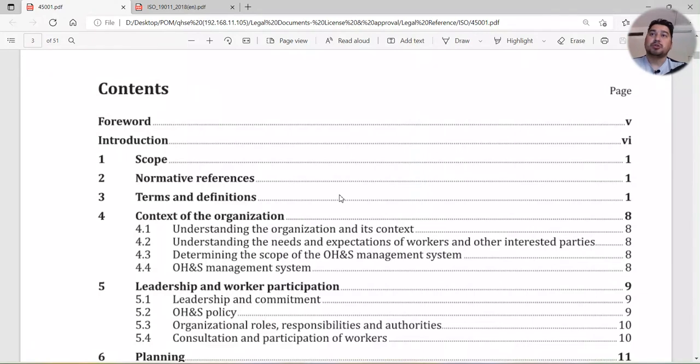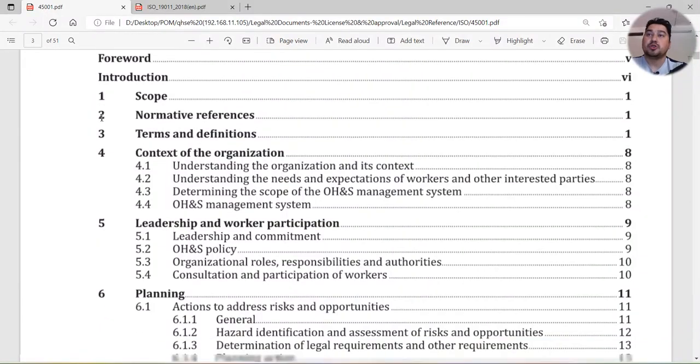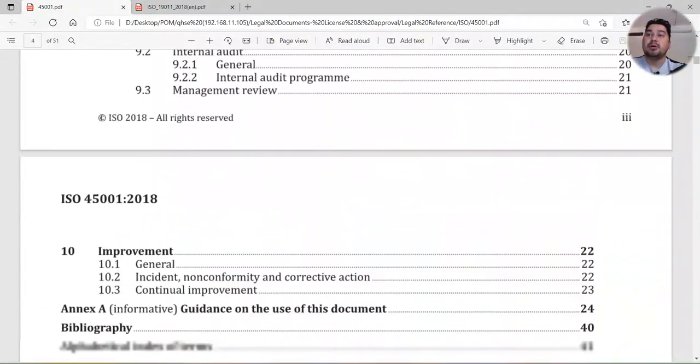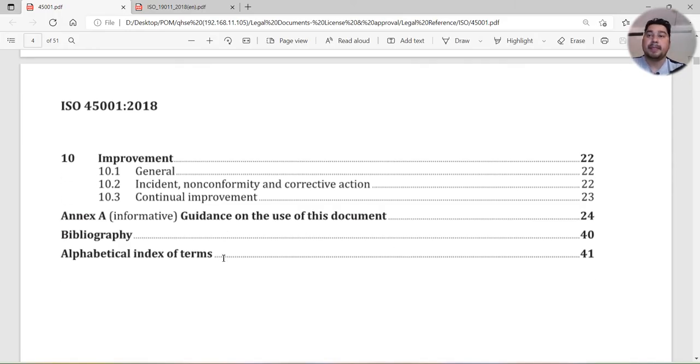Okay, so let's go to the contents. What contents are there in this training? Foreword, introduction, scope, normative references, terms and definitions. The clauses start from here. So in total, how many? Let's see. In total we have 10 clauses, as you can see here. Then Annex A, informative guidance on the use of this document, bibliography, and alphabetical index of terms.